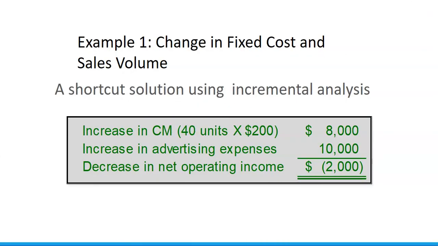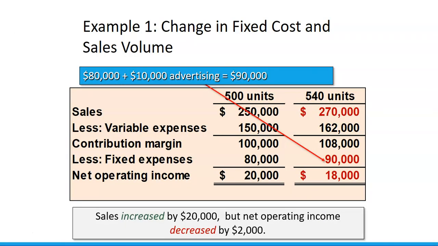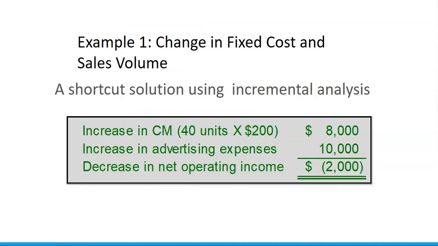We could look at that using incremental analysis. The incremental analysis is just what is different between the two choices. So rather than doing a full income statement of 540, we can just look at the increase in contribution margin from this additional sale of 40 units times our $200 contribution margin per unit, and the increase in fixed cost instead of looking at the total new fixed. So we see that we would have a resulting decrease in net operating income of $200,000.